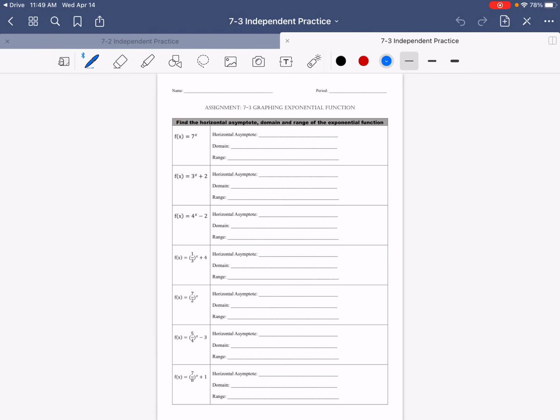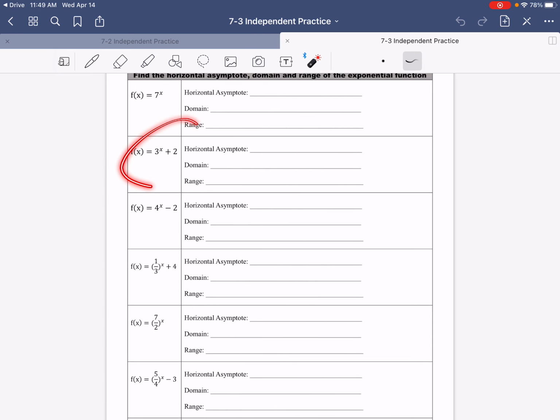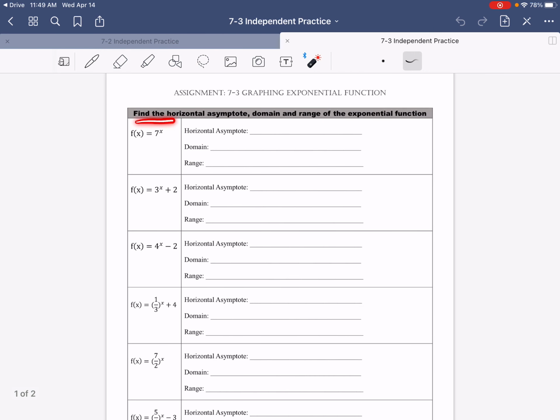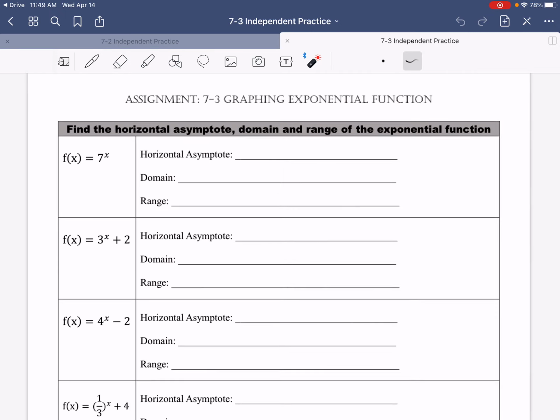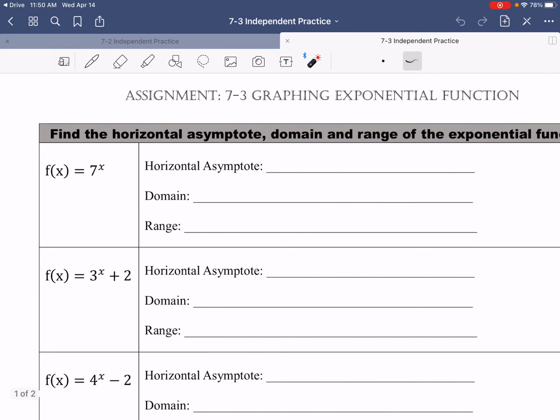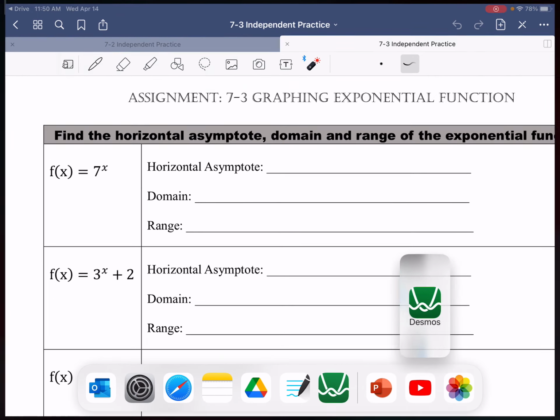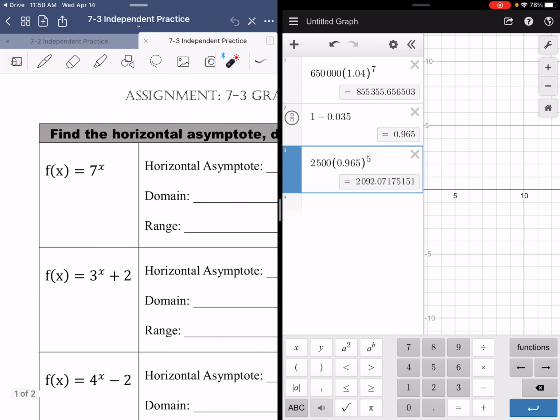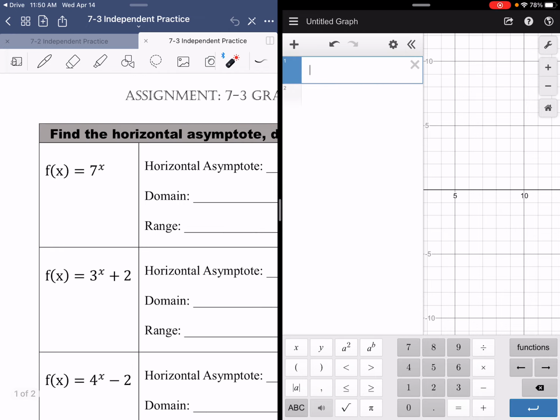Now let's go over this one. It's simple as well. We have this equation. What you're gonna do is find the horizontal asymptote, domain, and range. So let's graph this one, okay? And then you're gonna find the domain and range. Again, you have to know how to find the x-intercept and y-intercept all the time, but at this point, let's just do this one.